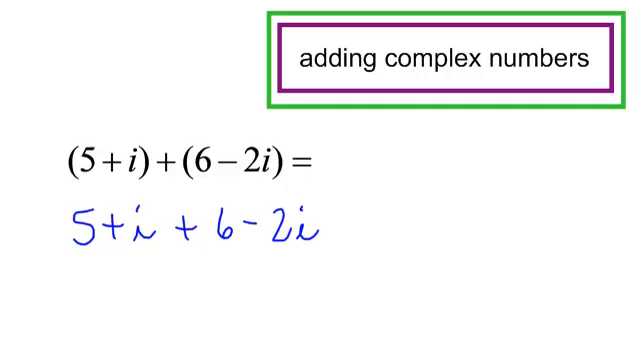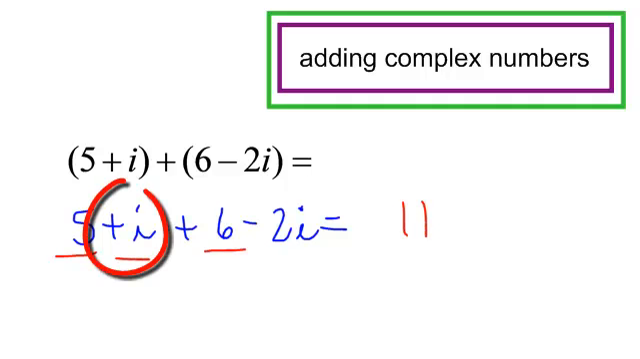Why did I not change any signs when I took those parentheses away? There's just a plus in front of there. Nothing changed. Now guys, this is just like adding like terms. So what is positive 5 and a positive 6? You've got it. It is positive 11.